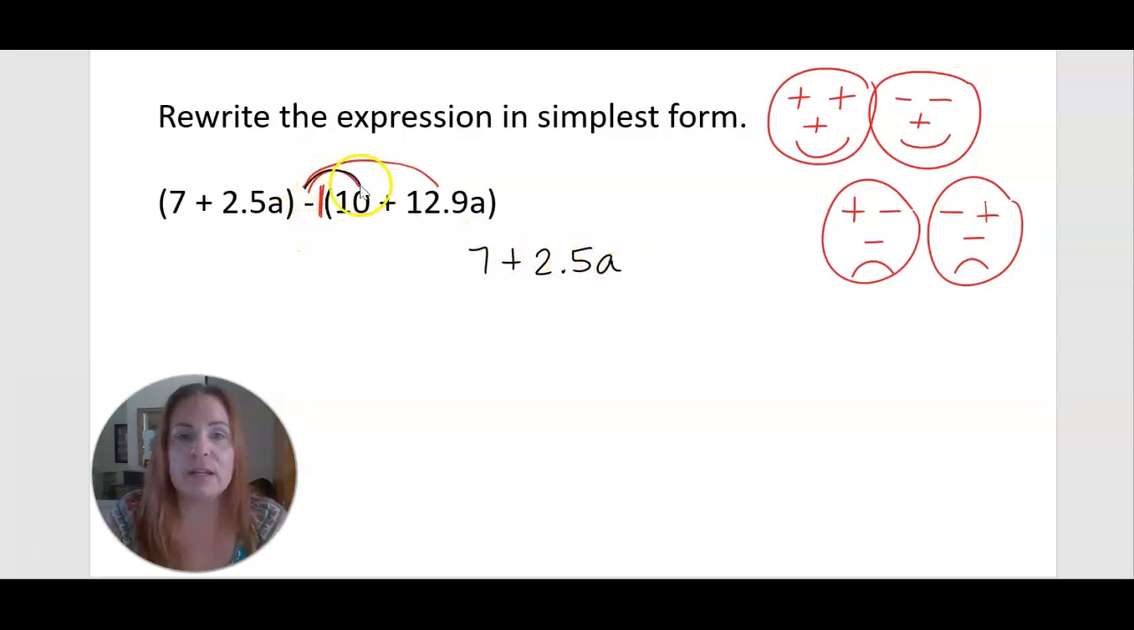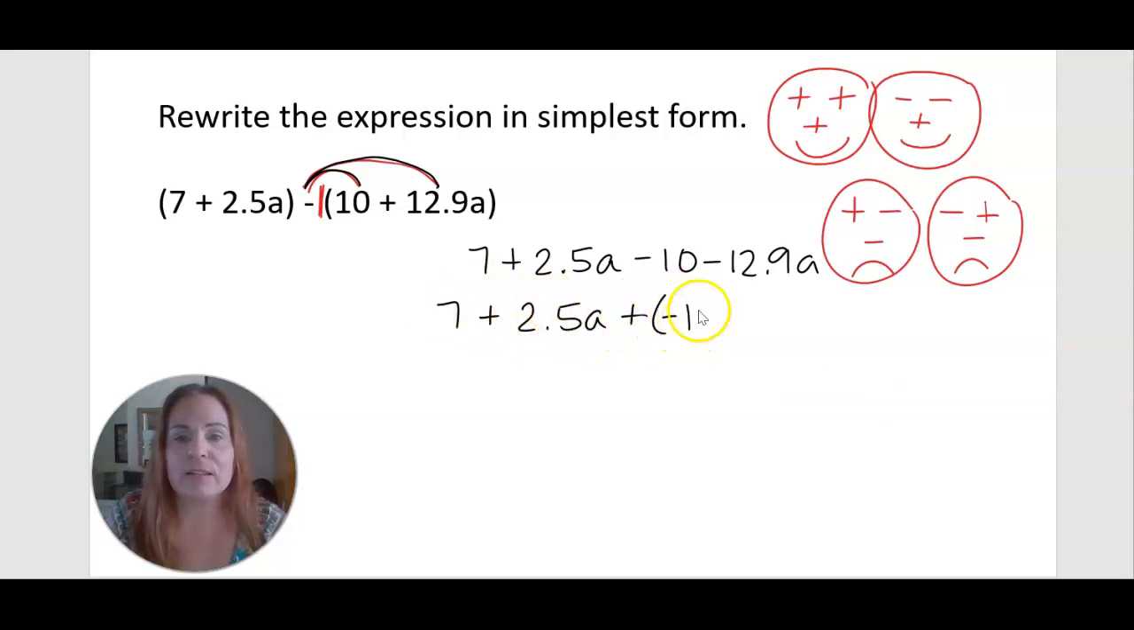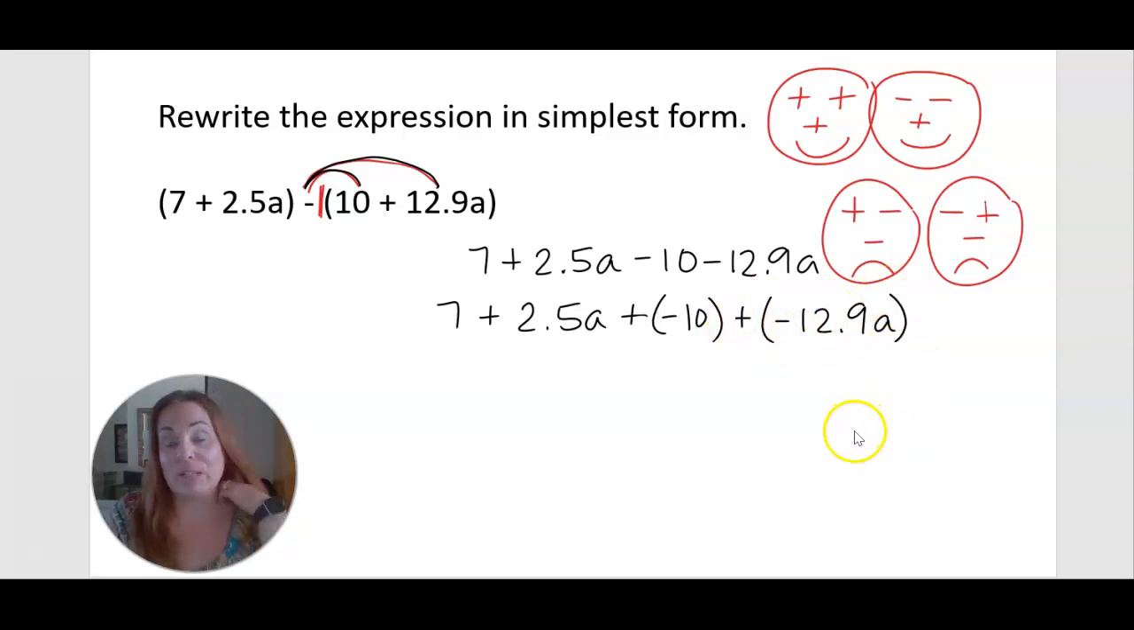Negative 1 times 10 is negative 10, and negative 1 times positive 12.9a is negative 12.9a. Now, because you're going to see these subtraction problems written as addition, I'm going to write it all as addition. So I would have 7 plus 2.5a plus a negative 10 plus a negative 12.9a. Now I'm going to use the commutative property to put like terms together.